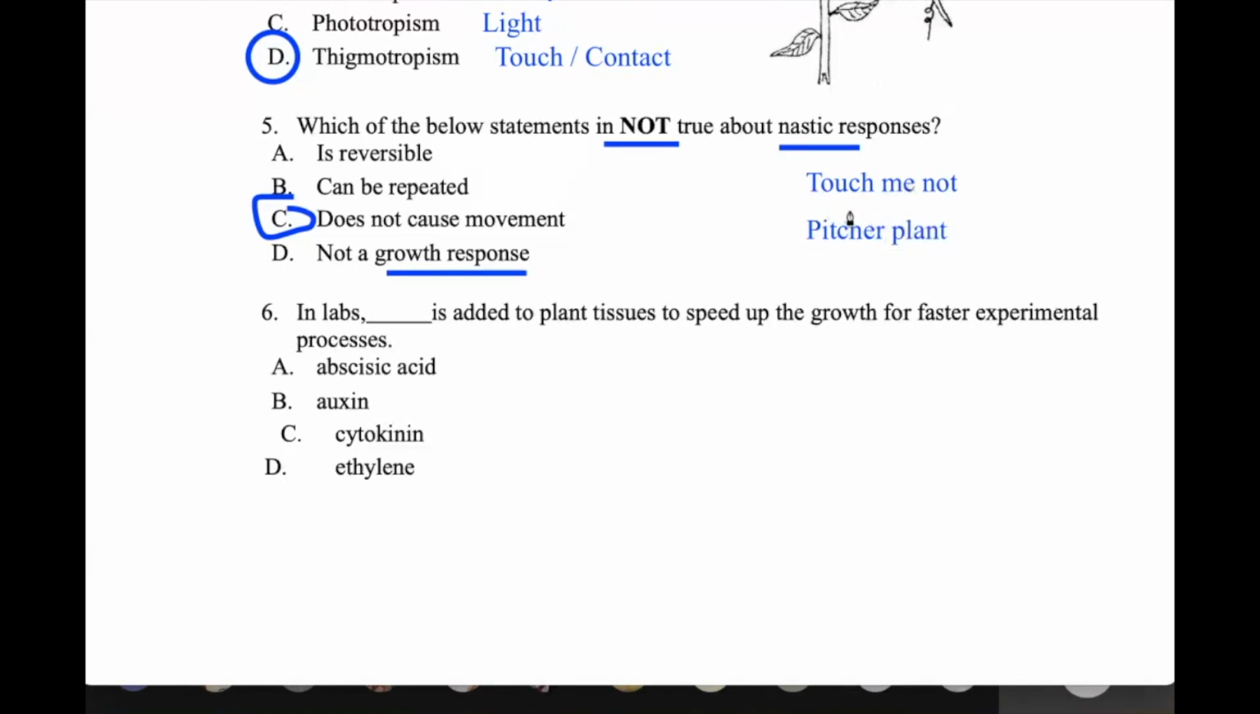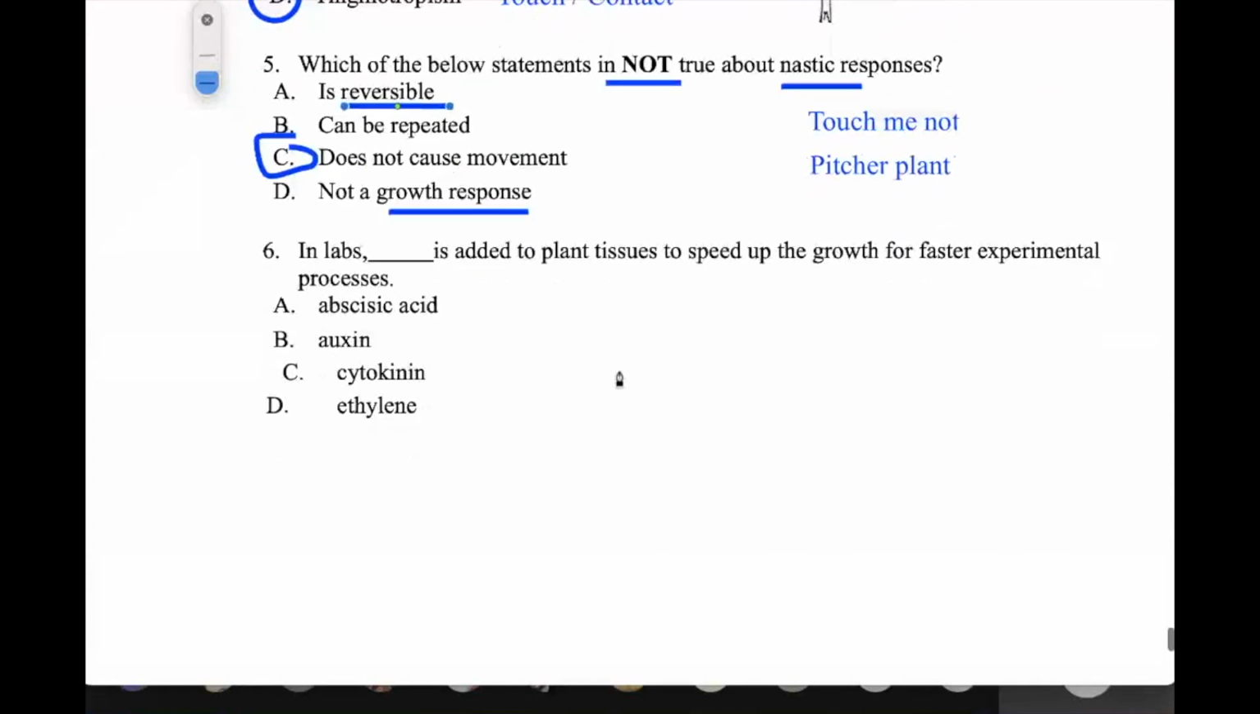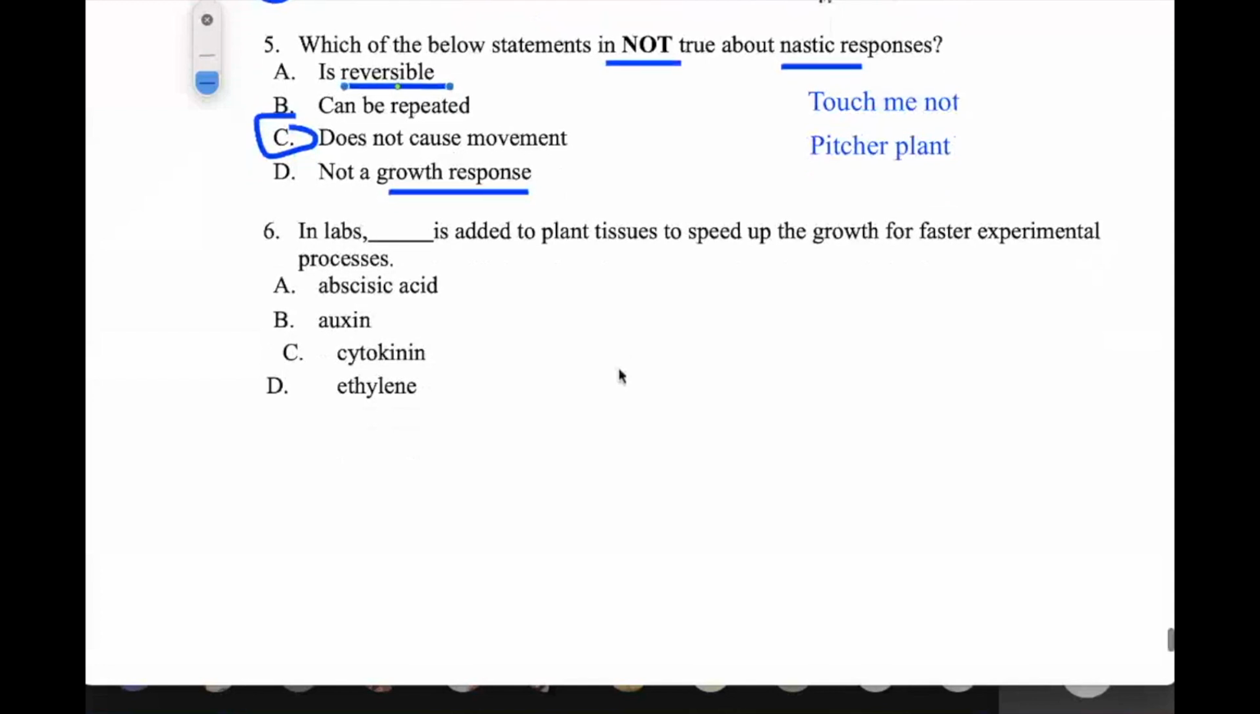So when you touch the plant, what happens? They close. After some time, they open again, to collect the most sunlight. So that is a nastic response, because they do not cause any growth response, but they are reversible. You touch, they close, but it can be repeated. Then they open again, and this can also be repeated. The pitcher plant is also another type of nastic response.